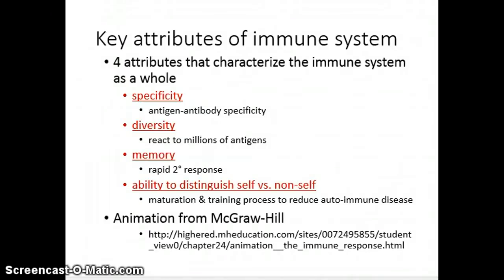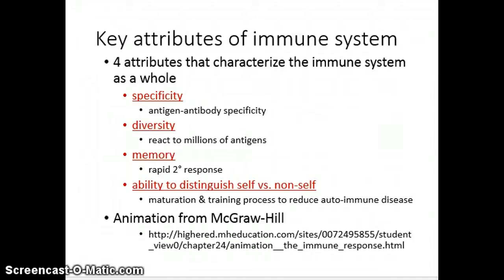So finally, the key attributes of the immune system can really be boiled down to these four things. One that makes it so very effective is its specificity. That third line of defense that allows vertebrates to have an antigen-antibody specificity makes our immune system very efficient. But at the same time, we have a wide diversity, an ability to deal with the wide diversity of antigens. So we're able to react to millions of antigens.